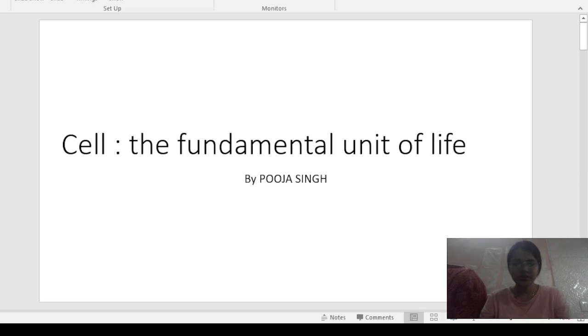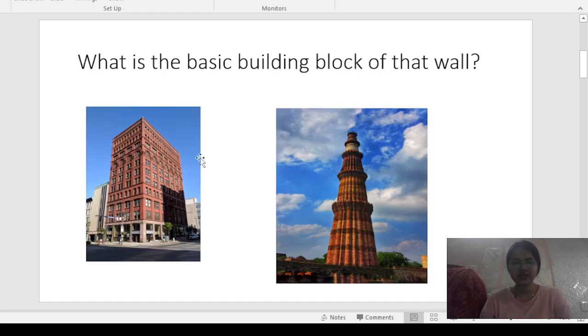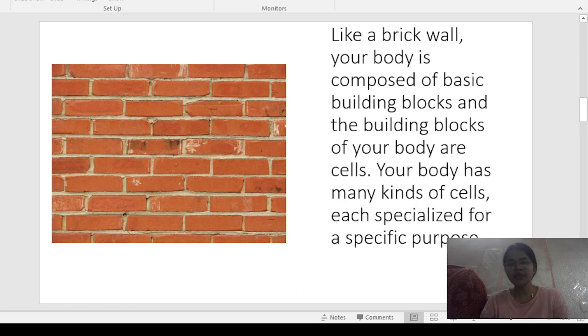So today's topic is cell, the fundamental unit of life. If I ask what can you see in the picture, that is two buildings, a tower and a building. These are two structures. Now what would be the basic building block of these structures? There would be walls that would come together and then the whole building would be formed. But what would be the basic building block of those walls? It would be a brick.